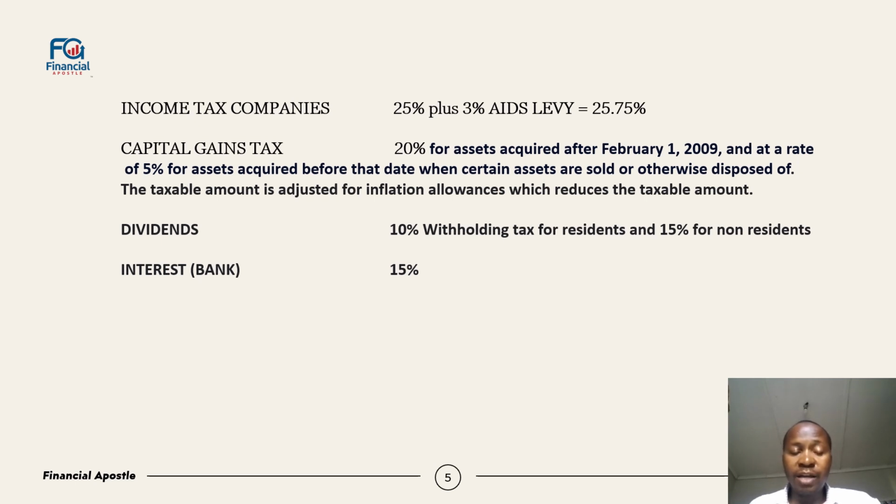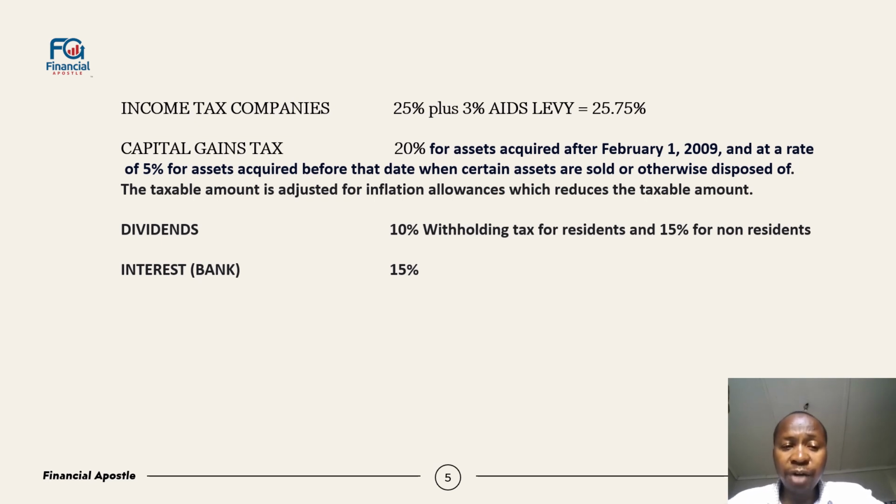Then also, if you've invested, you've got property that you acquired some time ago, or you managed to buy property and then you decide you want to sell, you pay capital gains tax at a rate of 20%. That is if you acquired that property after 1 February 2009. But if you acquired the property before that date, the capital gain is subject to tax at 5%.